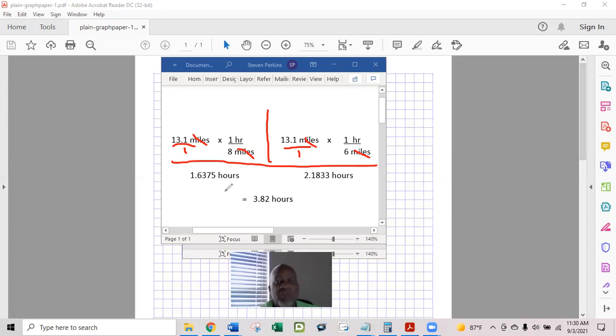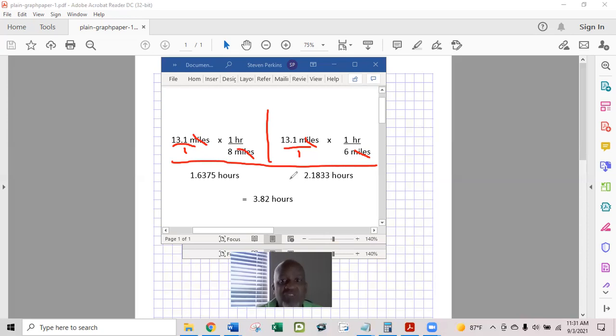which is 1.6375 hours. Now, some students make the mistake of trying to immediately convert that into minutes, which gets really involved, but you don't have to do that. Likewise, for the second half of the race where she's running a little slower, the units cancel and you get 13.1 divided by 6, which is 2.1833 hours. Since all of the answers in the multiple choice question are in hours, you're just going to leave them in hours and not convert them into minutes.